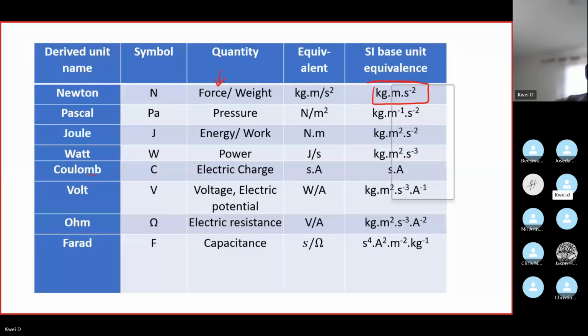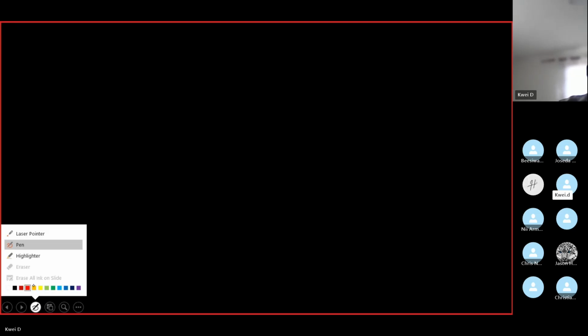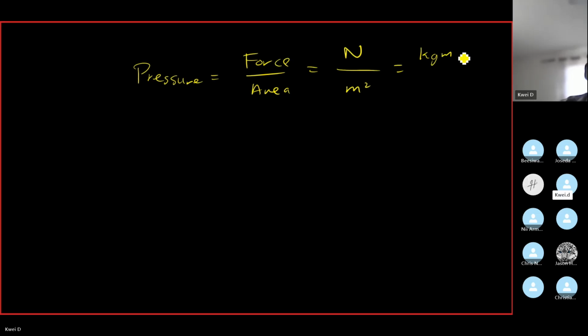Right? So if you look at it carefully, if you are saying that pressure is force divided by area, and force is measured in Newton, area is measured in meter squared, already we know that the Newton is equivalent to what? Kilogram meter per second squared. That's the value of the Newton, or we can write it this way: kilogram meter per second squared, all divided by m squared.